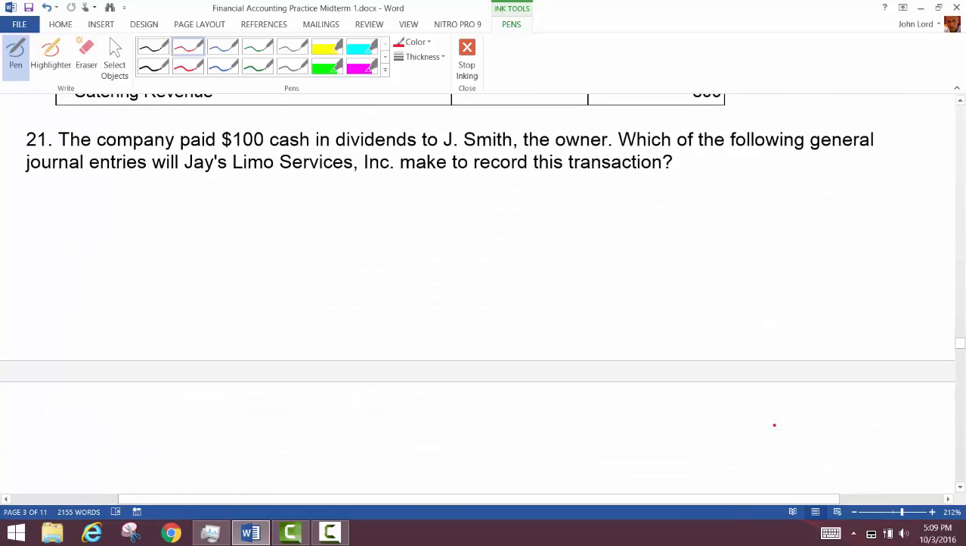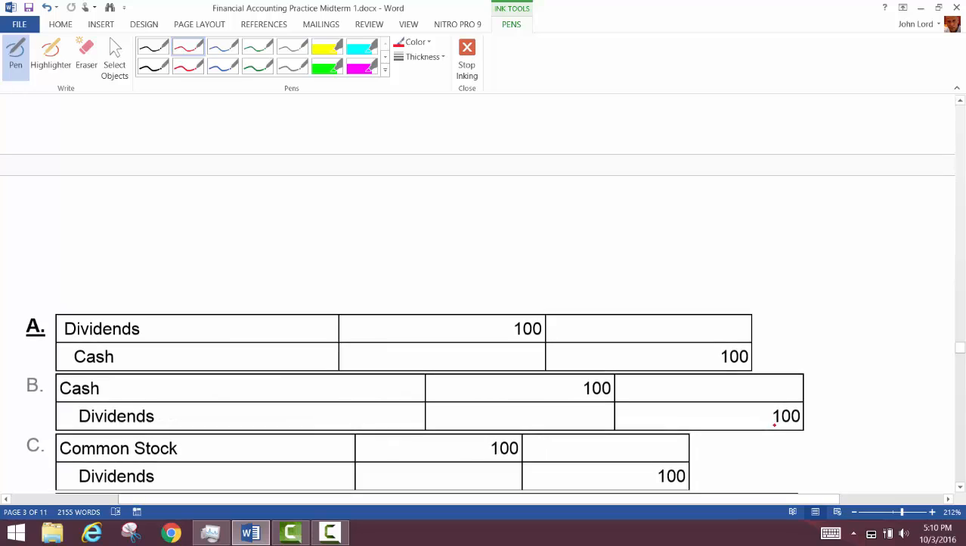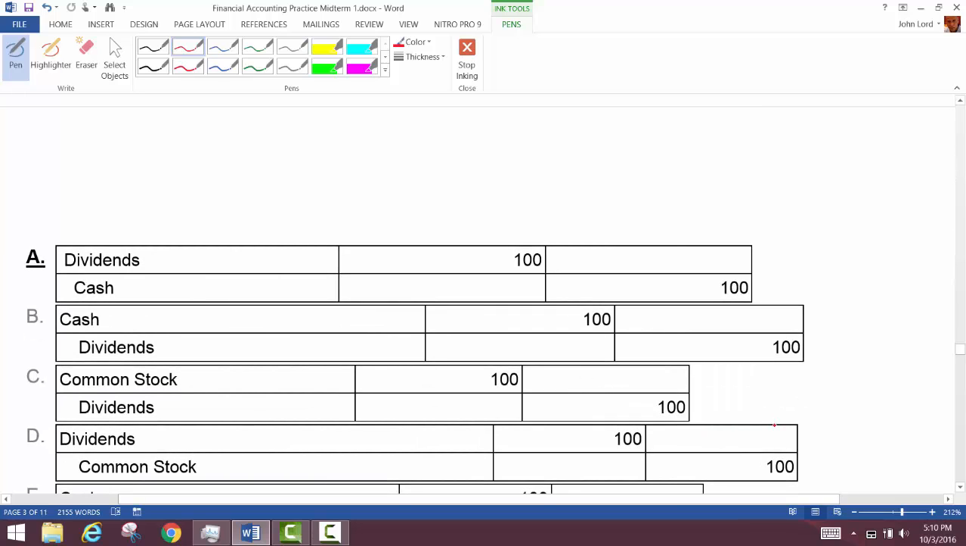21. The company paid $100,000 cash in dividends to J. Smith, the owner. Which of the following journal entries will J. Limo Services, Inc. make to record this transaction? Debit dividend, credit cash, right? Yep.